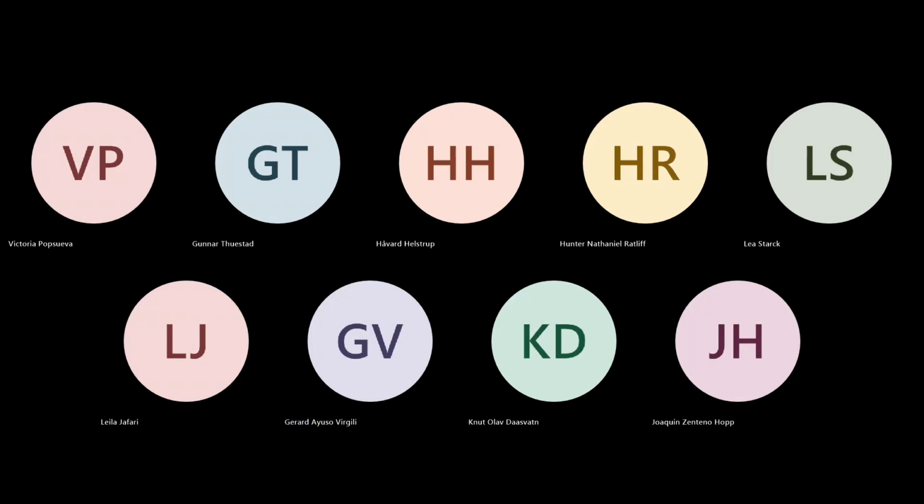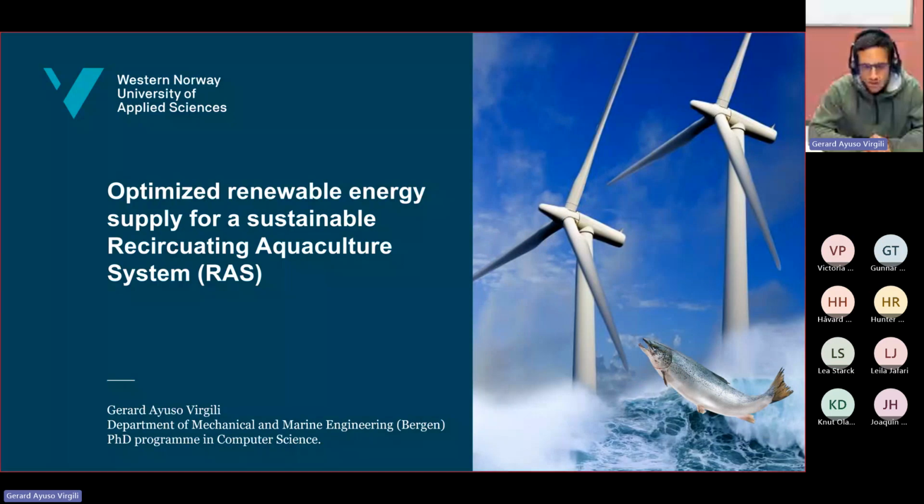Energy supply for a sustainable RAS, which is short for Recirculating Aquaculture System. My name is Gerard, and I'm going to go through what I've done so far in my project.